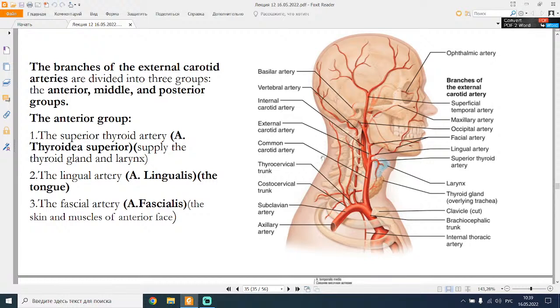Anterior group. It is the superior thyroid artery, arteria thyroidea superior, which supplies the thyroid gland and larynx. Next, the lingual artery, arteria lingualis, supplies the tongue. The facial artery, arteria facialis, supplies the skin and muscles of the anterior face.